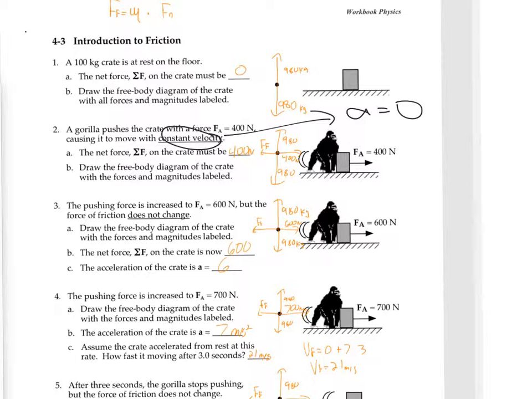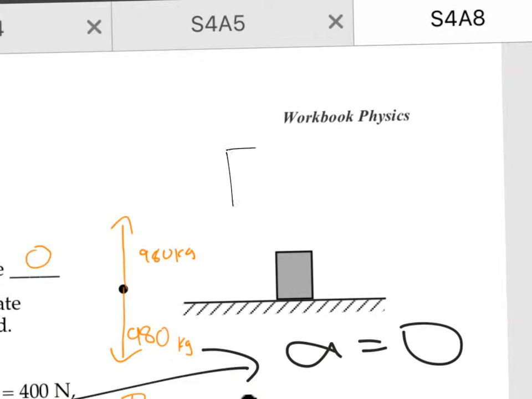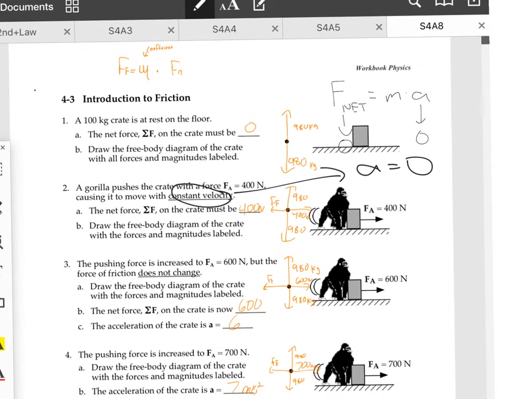Well, according to Newton's second law, if acceleration equals 0, then that tells us that the net force must also be 0. If this is 0, then this must be 0. And if the net force is 0, then that means this 400 newtons has to have an equal and opposite force in this direction. And so the force must be 400 newtons.